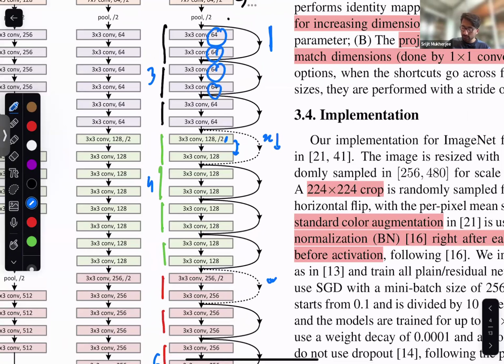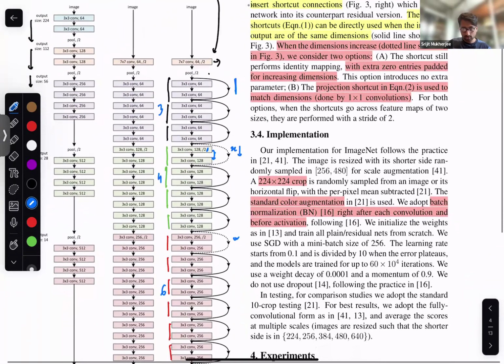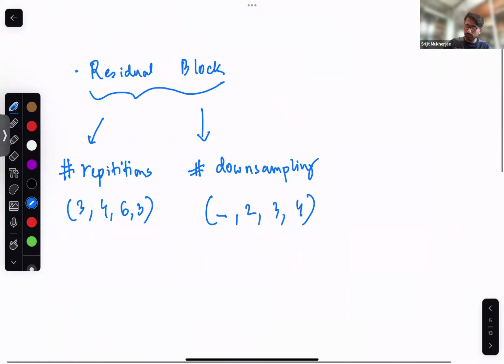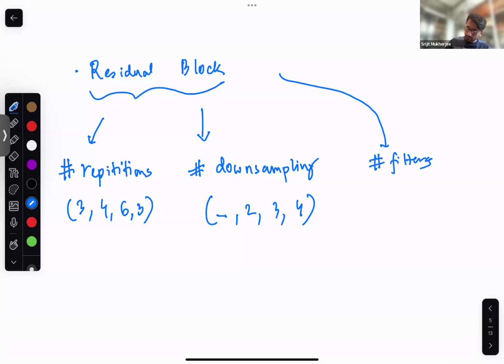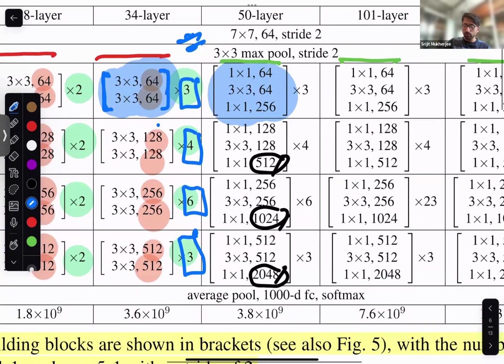64, 64, right? So you also have to mention, at each of these blocks, what the filter size and number of filters are. So 128, 256, 64, all these things, right? You have to mention these things, and you can see here it is 64, 128, 256, 512, again 64. And inside of this, there is 64, 256 in the 50 layer and 101 layers.